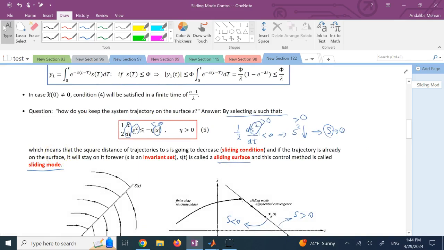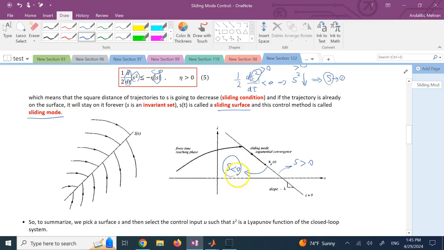So eta is basically the rate of converging from out of the surface onto the surface. And you see here we are making this squared, not just s, and the reason is s, as I said, could be positive or could be negative.